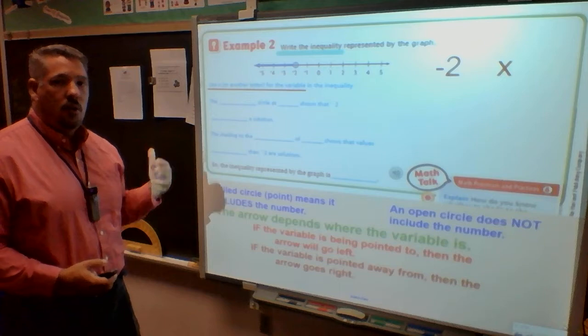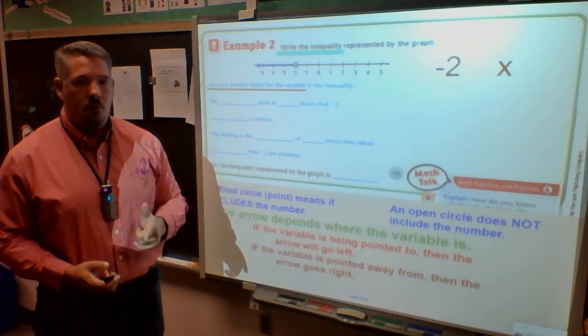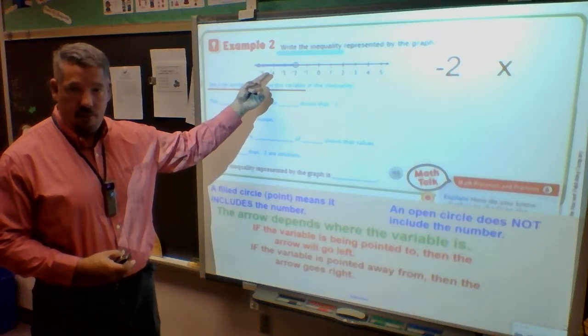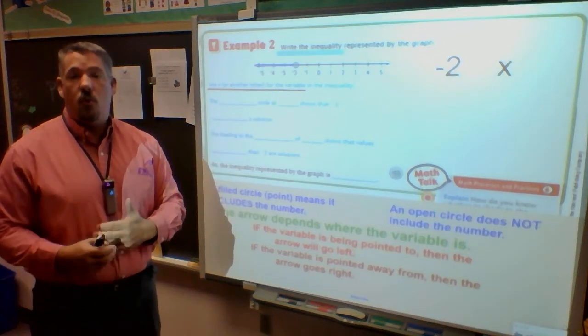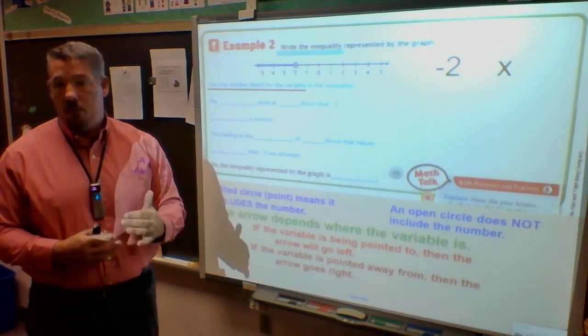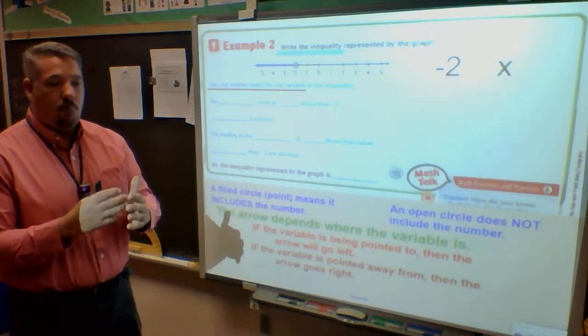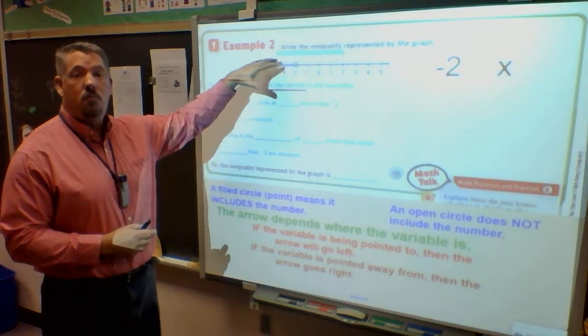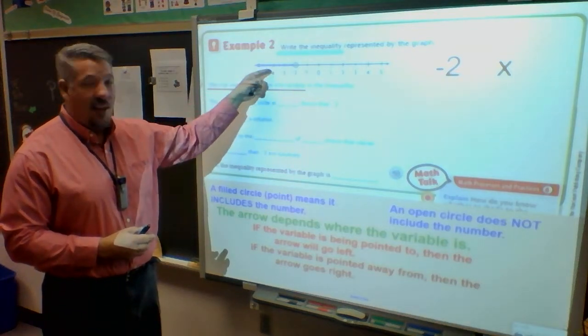Now this is where some people get confused. The arrow doesn't point left because this is shaded in left. The arrow is always going to point to where it's supposed to. So I base where my arrow goes on this information: smallest number, has to be less than.